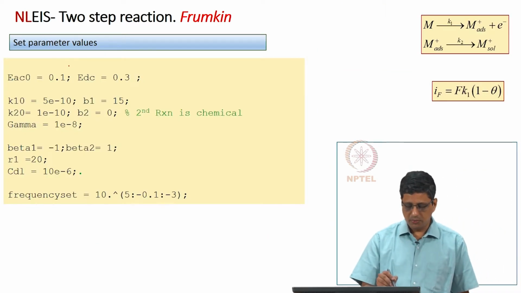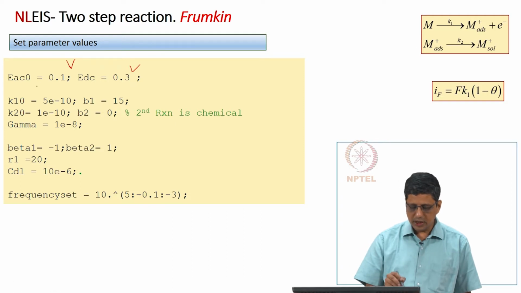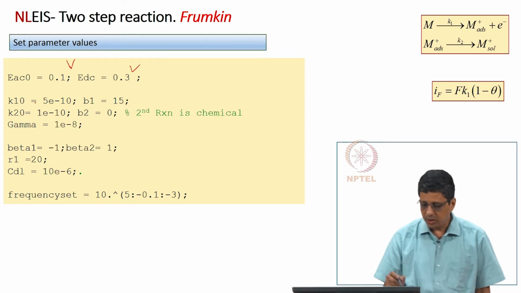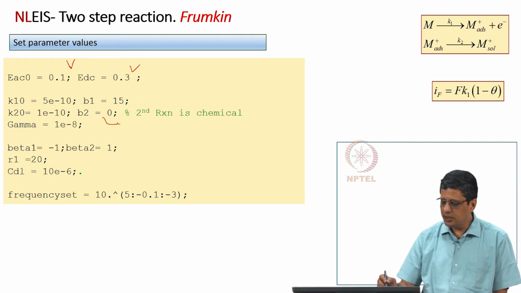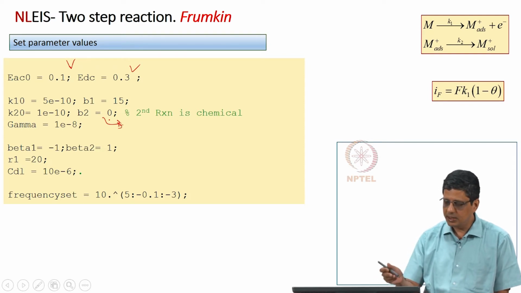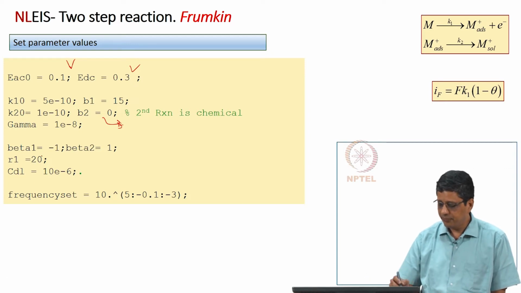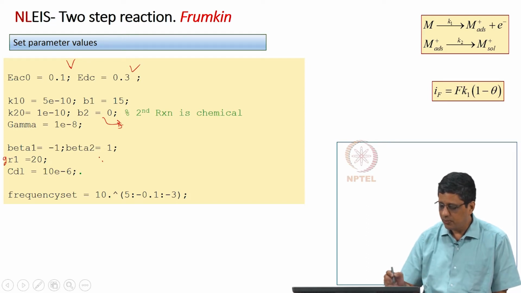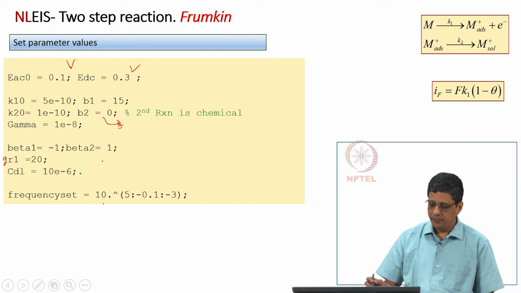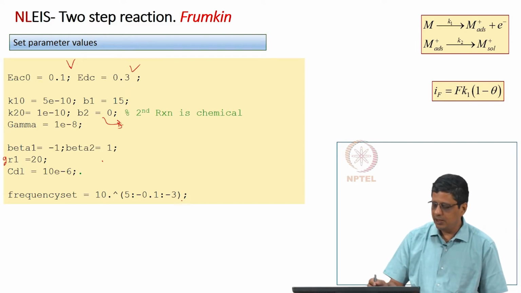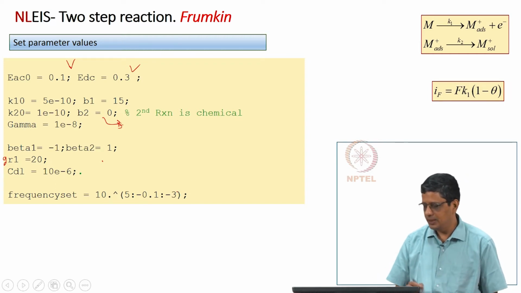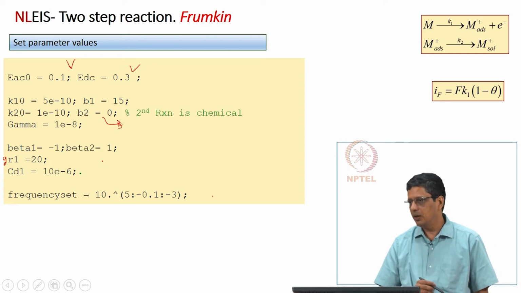This is, of course, in voltage, sinusoidal perturbation. Okay. K1 0, B1, B2 is set to 0, actually B2 is not necessary, but it is already in the code. So, we set it to 0 because the second reaction is a chemical reaction, and this is actually G, for some reason it is written as R1 in the code. And when we calculate the impedance, we will look into the value of frequency going from 100 kilohertz to 1 millihertz, 10 frequencies per decade, logarithmically spaced.